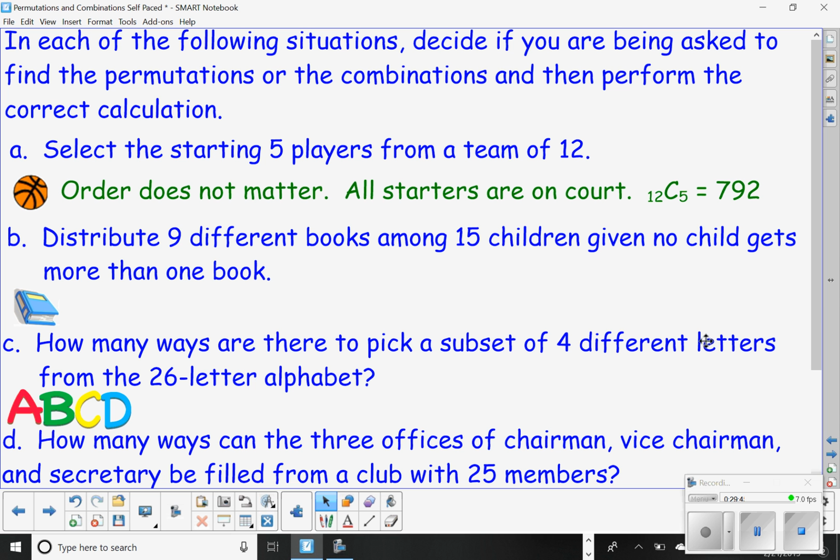All starters are on the court at the same time. I mean, again, if I told you that they had particular positions, that would be different.